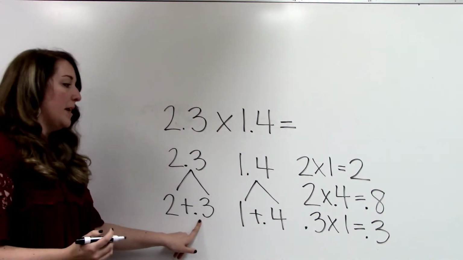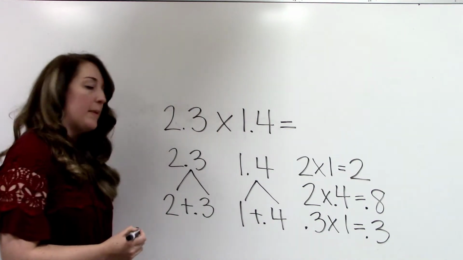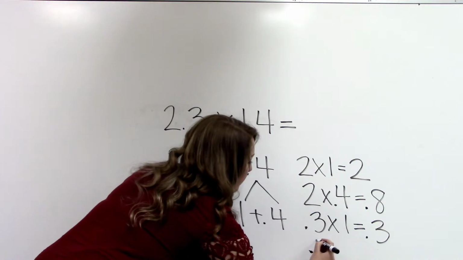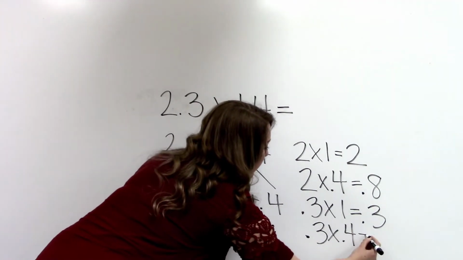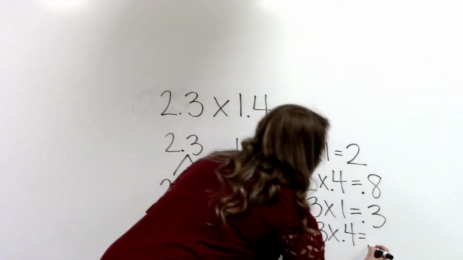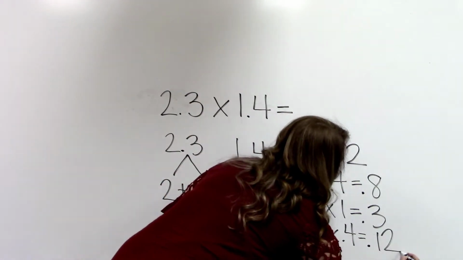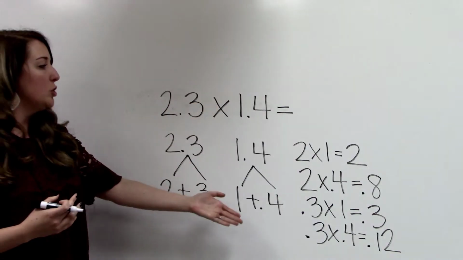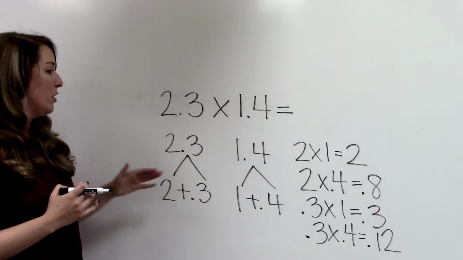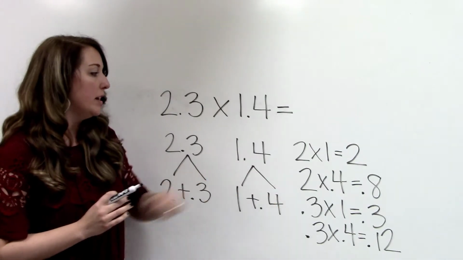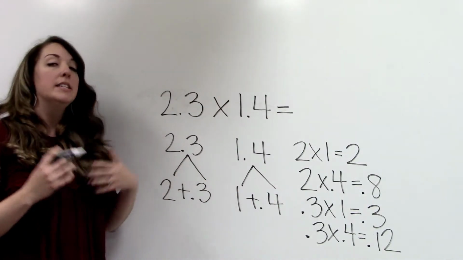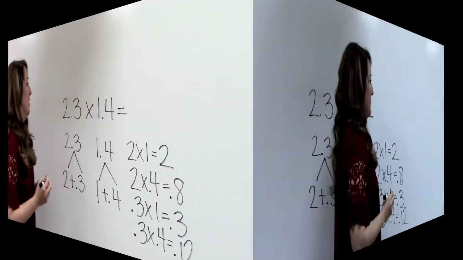Then I'm going to take my 3/10 and multiply it by my 4/10. 3/10 times 4/10 equals 12/100. So now I have partial products for all of these multiplication problems. So I'm going to take my partial products and add them all together to get my final product.